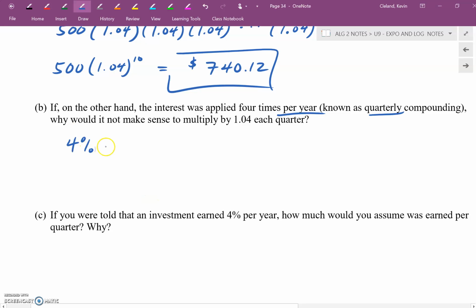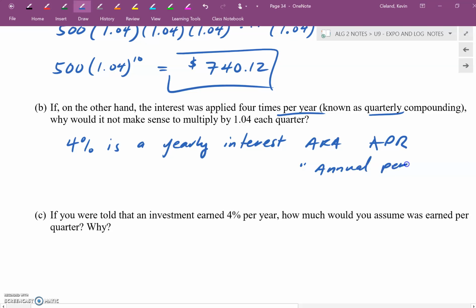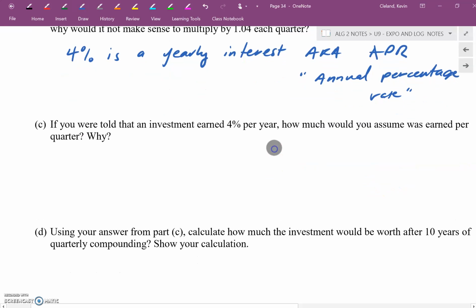4% here is a yearly interest rate, also known as an APR, which stands for annual percentage rate. So what would we do? It would be 1% a quarter. Why? 4% divided by 4 quarters is 1% per quarter.